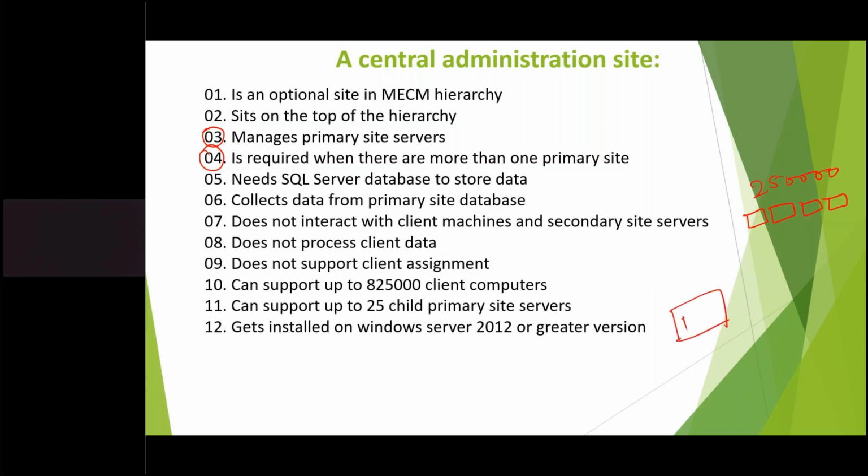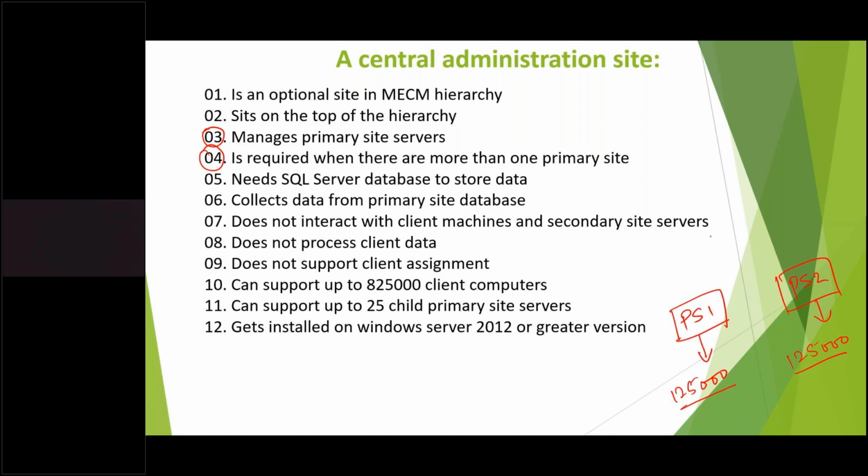So we will have PS1, and then we will have PS2. Now we can distribute the load. For example, one primary site will manage 125,000 devices, another primary site will manage 125,000 devices. If you add these together, the count comes to 250,000 devices. So if one primary site is not able to handle the load of the devices, we need more than one primary site.